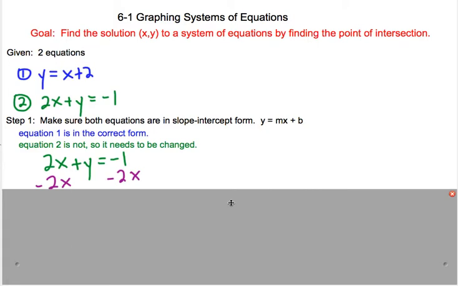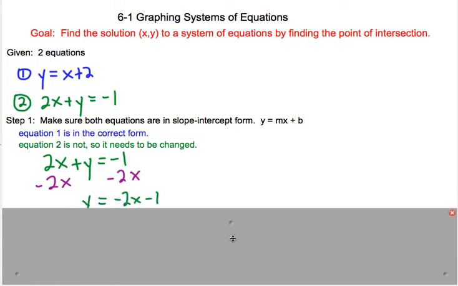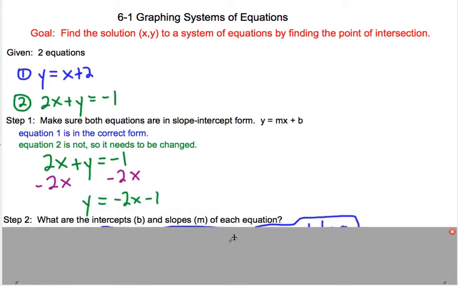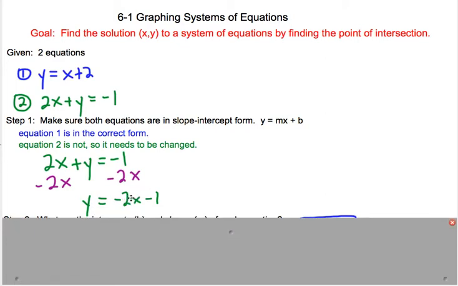So I'm going to change that. 2x plus y equals negative 1. I'm going to subtract 2x from both sides to isolate the y. And so now y is isolated. And I put the negative 2x in front just because that's where we want it to be in this form. But we know by now that this negative 2 is going to be the slope, and the negative 1 is going to be the y-intercept.